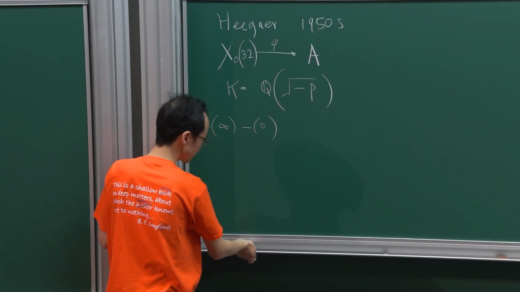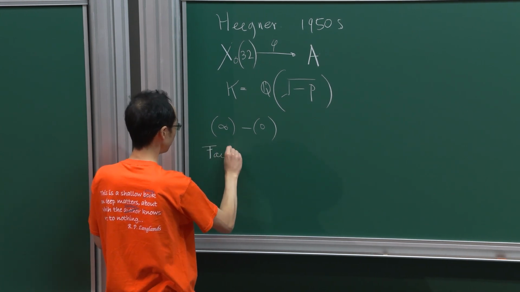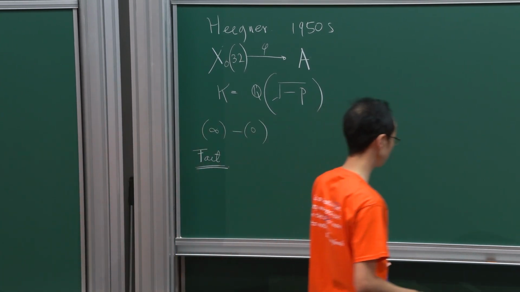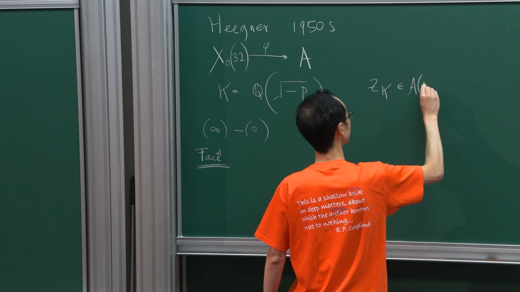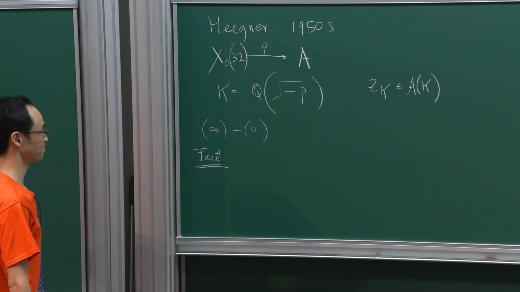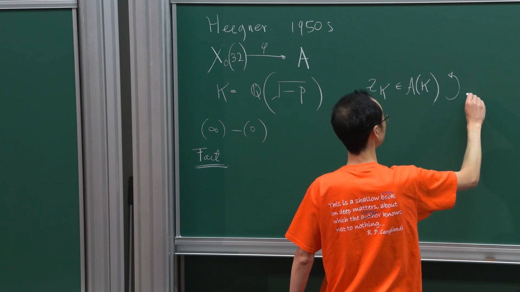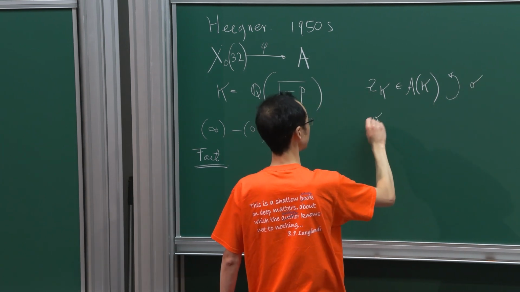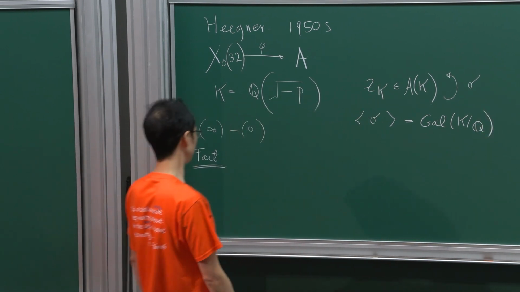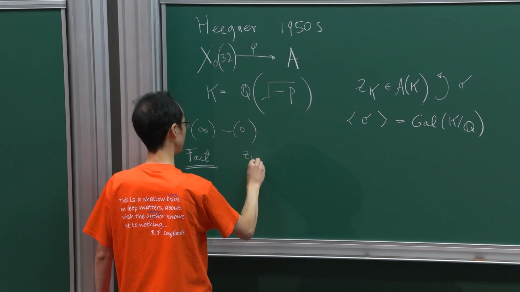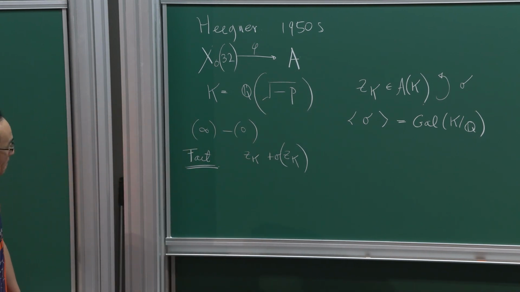So in this case, this point z_K, let me write it as a fact. It's satisfying an equation. What equation? You have a point z_K over K, and there is a Galois involution, sigma. Sigma is a generator of the Galois group of this quadratic field K over Q. So the equation satisfied is, if you consider the trace, the Galois conjugate sigma, it's actually this torsion point.